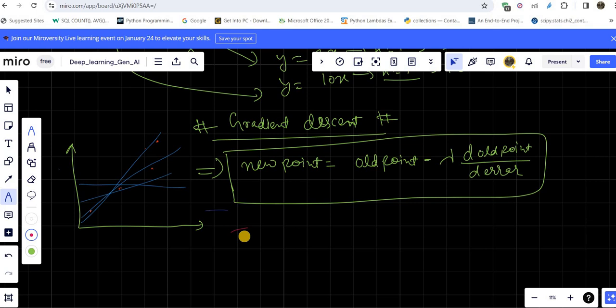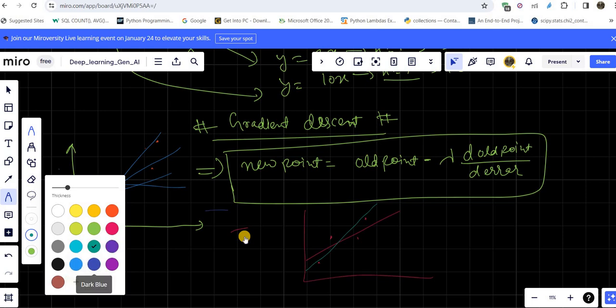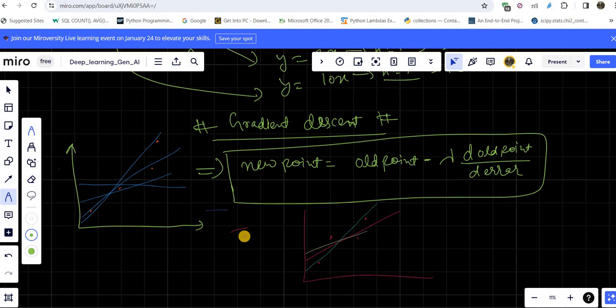Let's suppose your data points are there. Some data point is here, some is here, some is here. Let's suppose this is one line, this is another line, and this is another line. There are three lines. So which line do we need to choose as the best fit line?